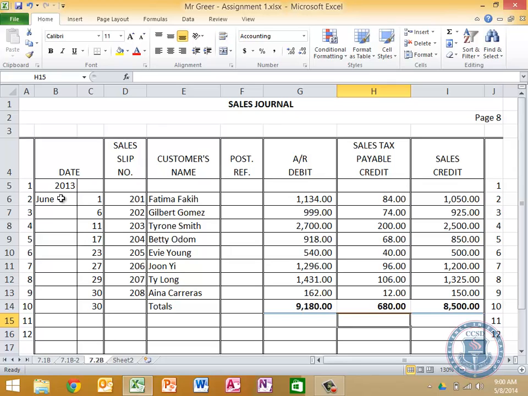All right, problem number 2. We need to put some basic general journal entries. Oh yeah, because we got a general ledger. This one we're going to have to build a journal.